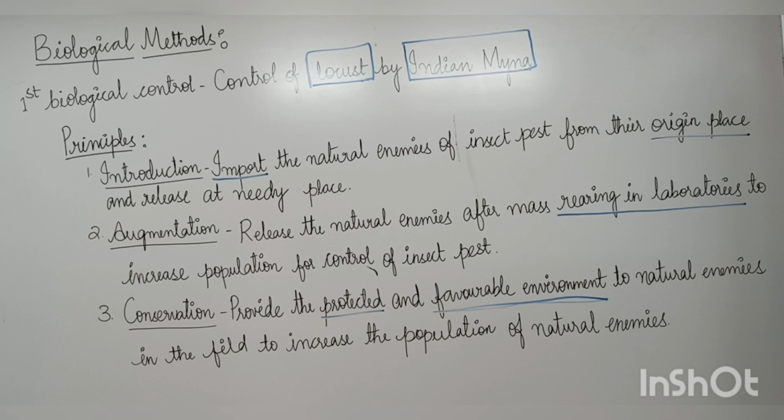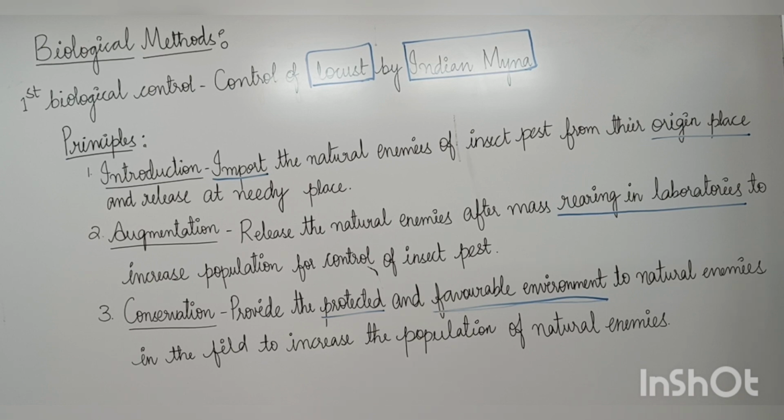Means we should take the natural enemies where their population is more in number, and we should release them in a needy place to control the pest. And next one is the augmentation. Augmentation is the release of natural enemies. We will release the enemies after increasing their proper population, that is through rearing in the laboratories, and releasing them in the field. And next is conservation.